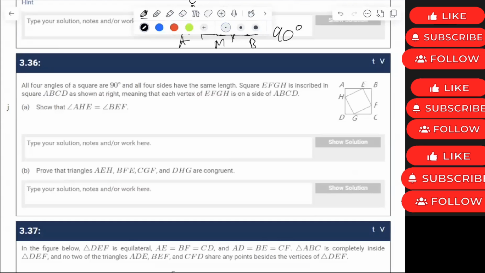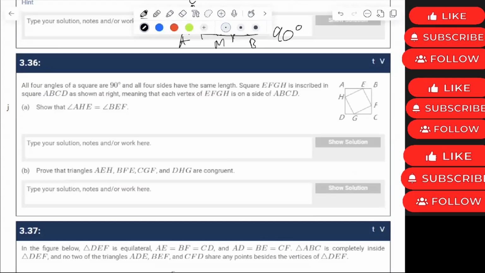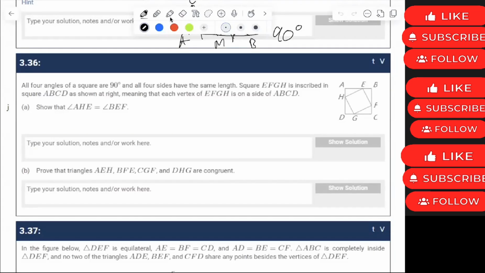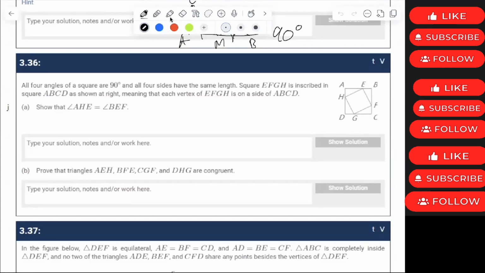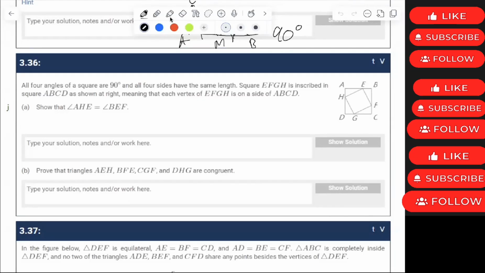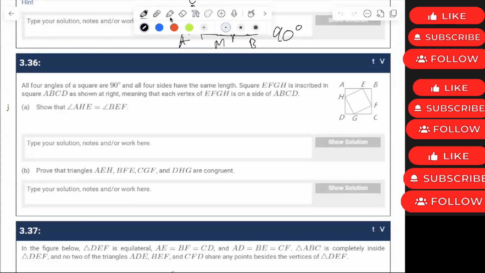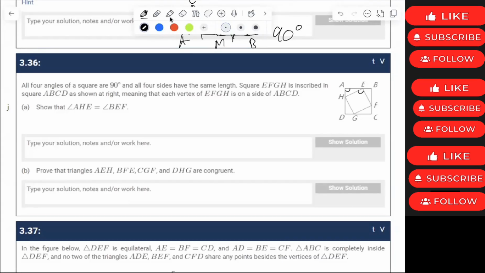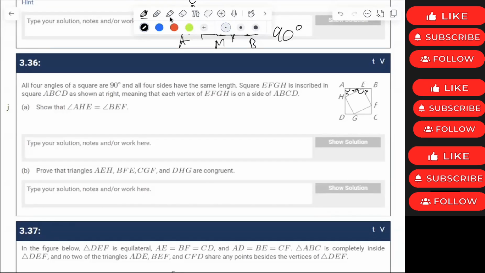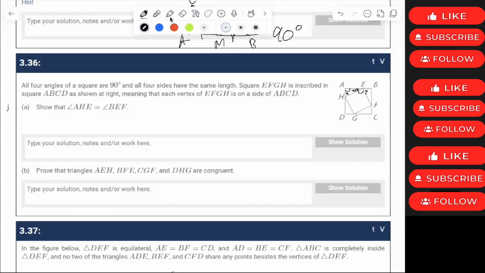Let's get started with this question now. How could we approach it? Notice that we have a bunch of squares, so we should make use of a bunch of equal sides. So that AHE is equal to BEF: this is 90 degrees, this is 90 degrees, this is x, and this is 90 minus x, and the result follows. Now, prove that AEH, BFE, CGF, and DHG are congruent.